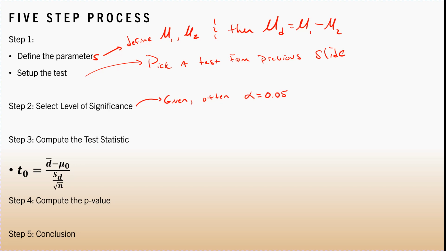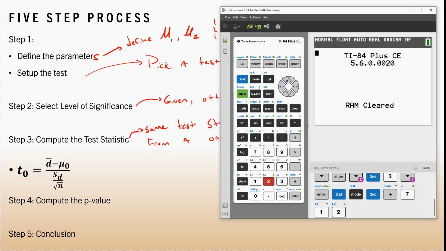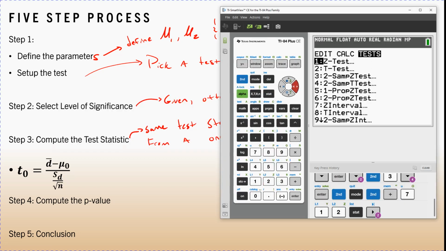This is basically the same statistic from a one sample t-test. Even though we have two samples here, a before and after condition, we're actually just going to run a one sample t-test. So going back to our calculator, when we go to run this test, it's just going to be a t-test. In the previous lecture we used option number 4, but here we're just going to use a t-test.